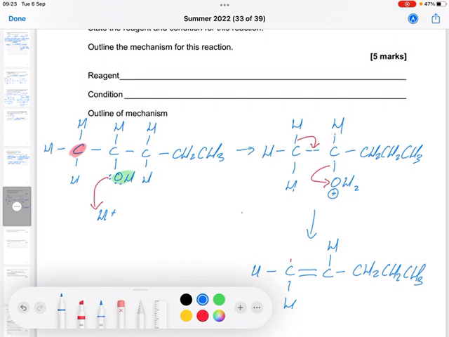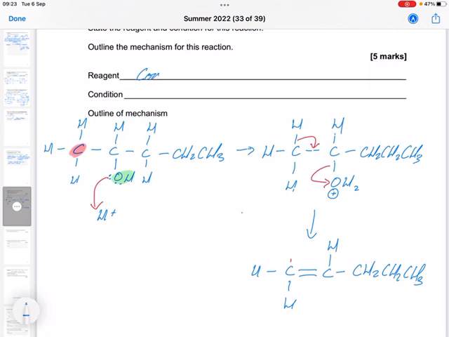So the reagent here, you can have concentrated phosphoric acid, concentrated is required, or you can have concentrated sulfuric acid. Either of those are absolutely fine, but the concentrated is absolutely required. In terms of the condition, you need a high temperature. So 1, 2, 3, 4, 5 marks for that question there.